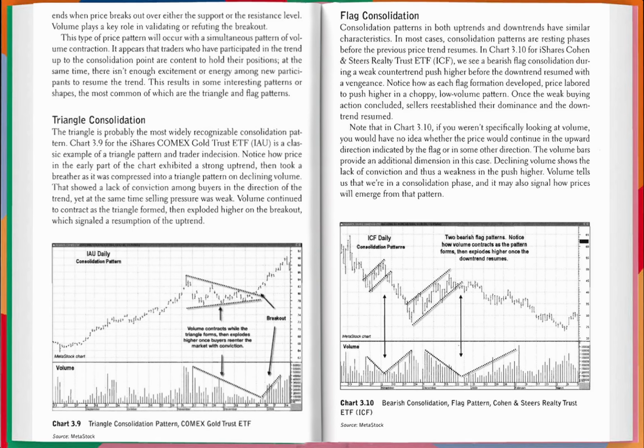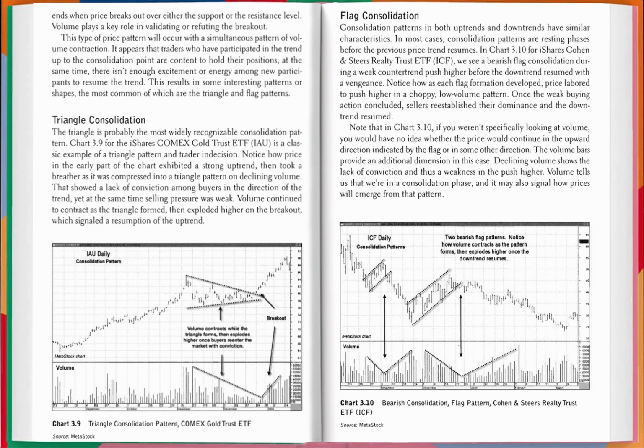This type of price pattern will occur with a simultaneous pattern of volume contraction. It appears that traders who have participated in the trend up to the consolidation point are content to hold their positions. At the same time, there isn't enough excitement or energy among new participants to resume the trend. This results in some interesting patterns or shapes, the most common of which are the triangle and flag patterns.